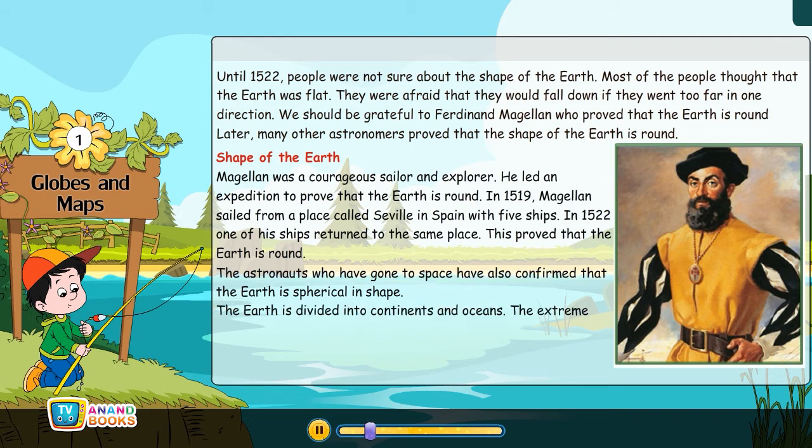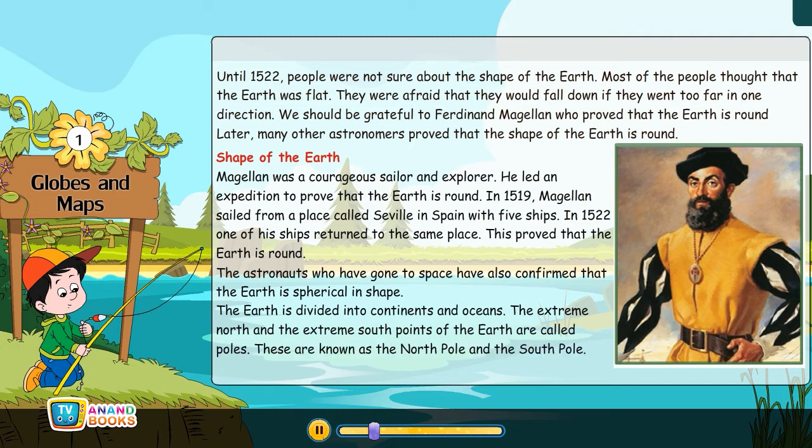The earth is divided into continents and oceans. The extreme north and the extreme south points of the earth are called poles. These are known as the North Pole and the South Pole.